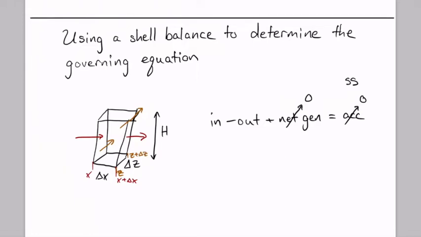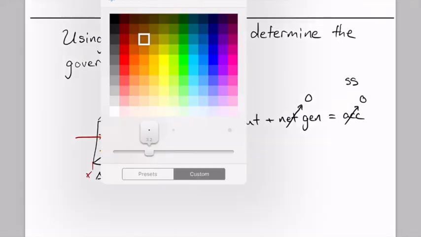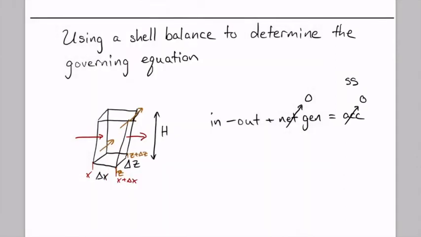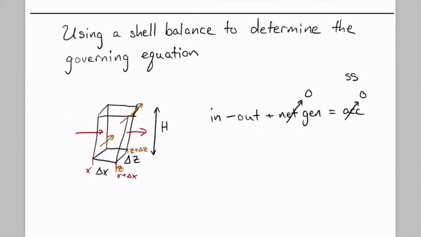So basically we've got two in terms and two out terms in our differential shell balance. So we'll consider this first term, which is flowing into this surface area. And the area there is just h delta z.